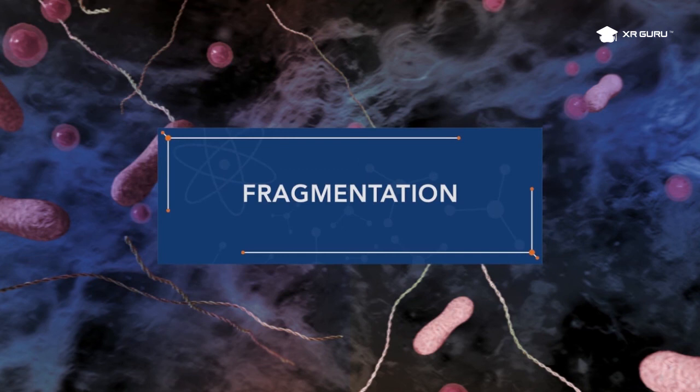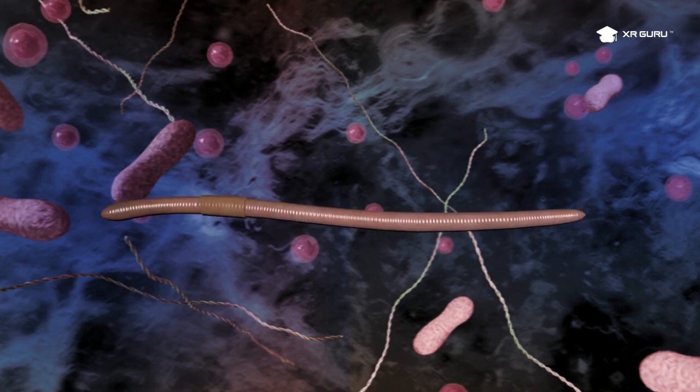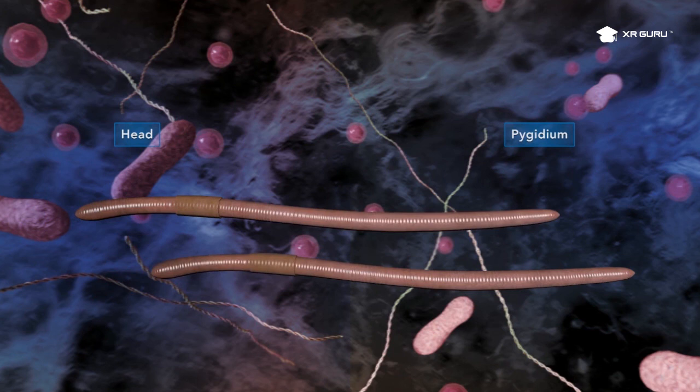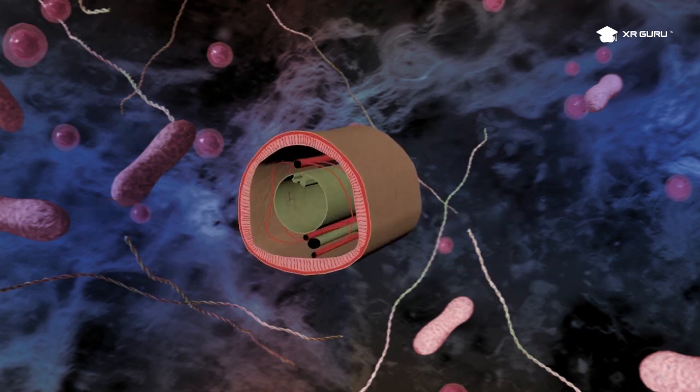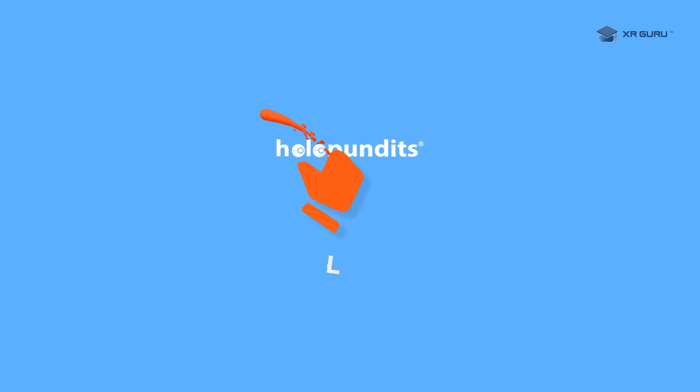Fragmentation. It is a form of asexual reproduction seen in segmented worms and echinoderms such as starfish. In fragmentation, an organism physically splits and develops new, genetically identical organisms out of each segment. The segments quickly grow new cells to form muscle fiber and internal structures via mitosis.